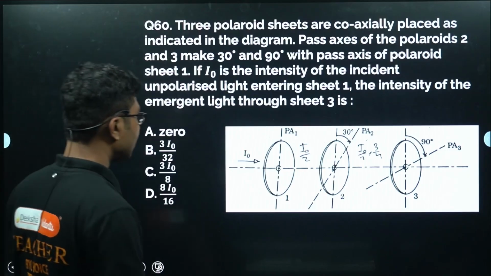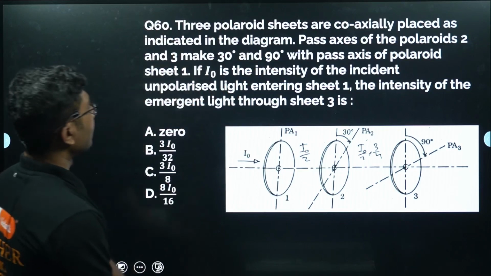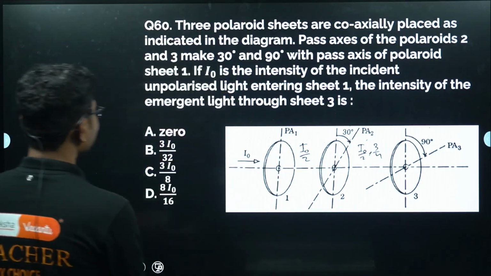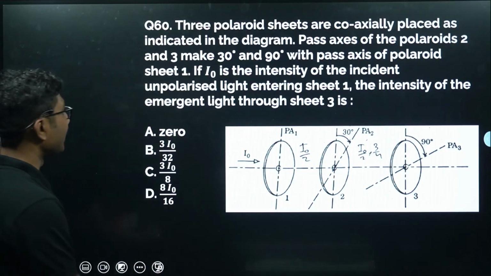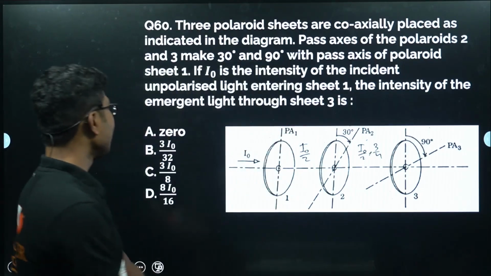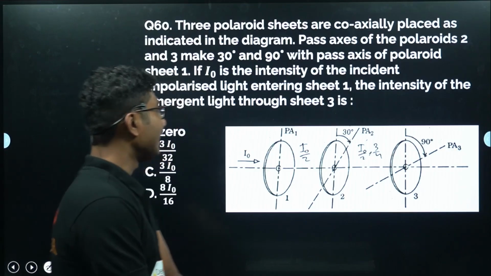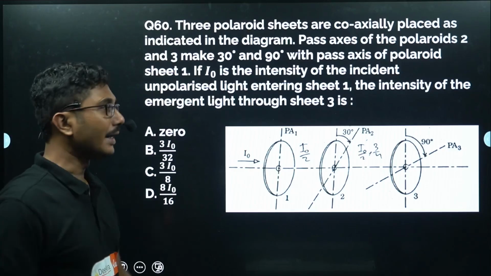Next is, this is a very interesting question. Three Polaroid sheets are coaxially placed as indicated in the diagram. Pass axes of Polaroids 2 and 3 make 30 degree and 90 degree with the pass axis of Polaroid sheet 1. If I naught is the intensity of incident unpolarized light entering sheet 1, the intensity of the emergent light through sheet 3 is. Very, very interesting question.